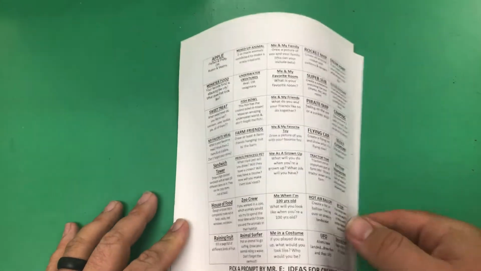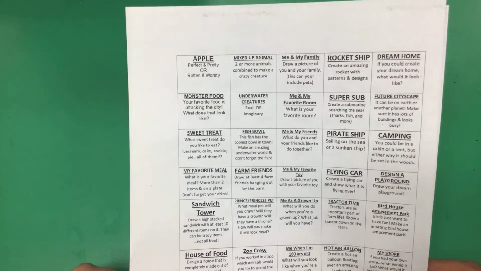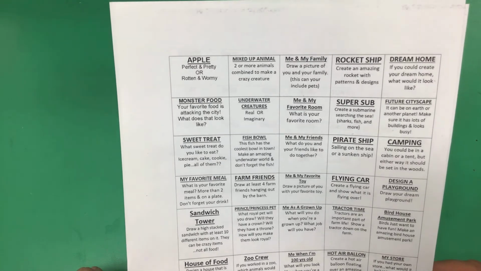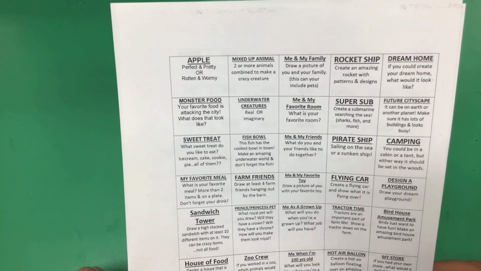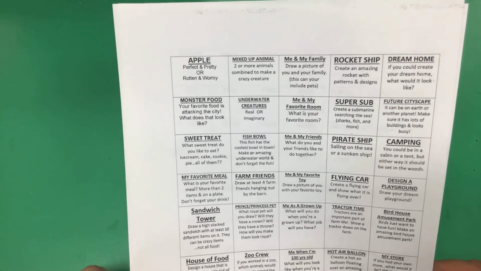This one uses an idea with a little bit of a description to help you get going. So the top one says apple, perfect and pretty, or rotten and wormy. Ew. There's one in the next row, underwater creatures, real or imaginary. So if you love to draw sharks, you could draw sharks. If you want to make a mermaid, make a mermaid.